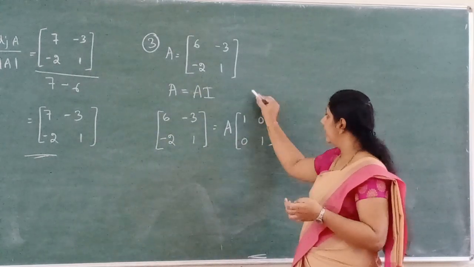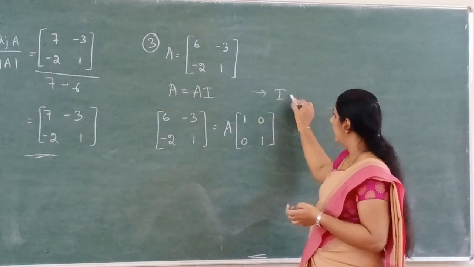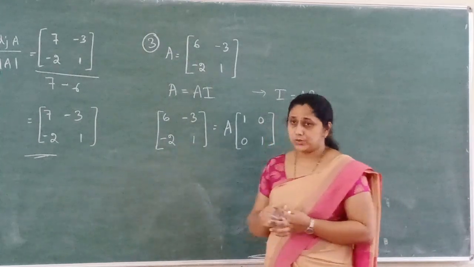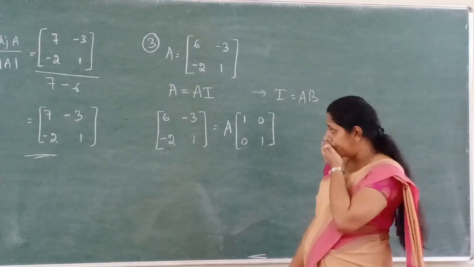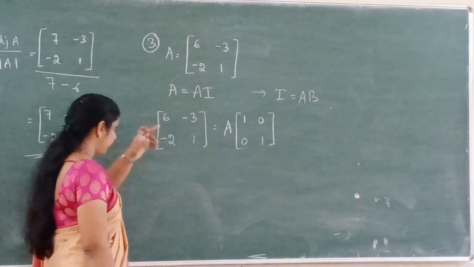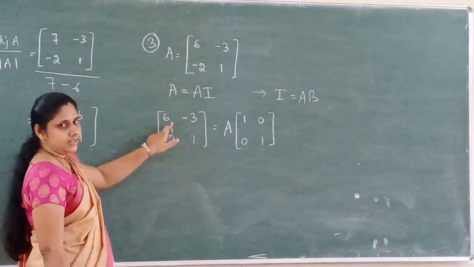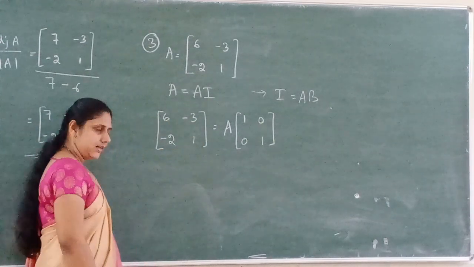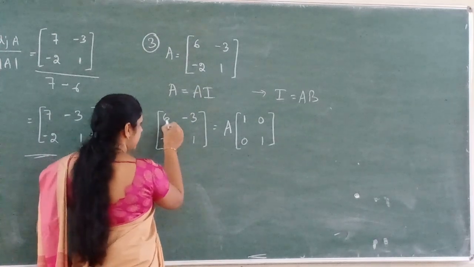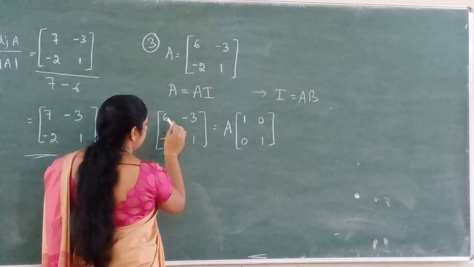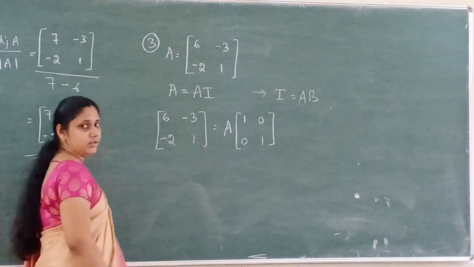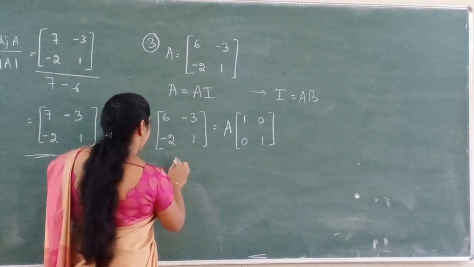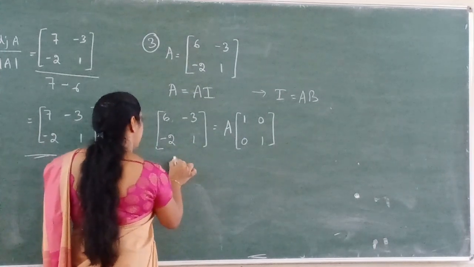So this must be converted to the form I is equal to A into B. That is, this matrix must reduce to 1 0 0 1. Now, the element present in the first column is 6 and the element present in the second column is minus 3. So you have to change this element to 1.